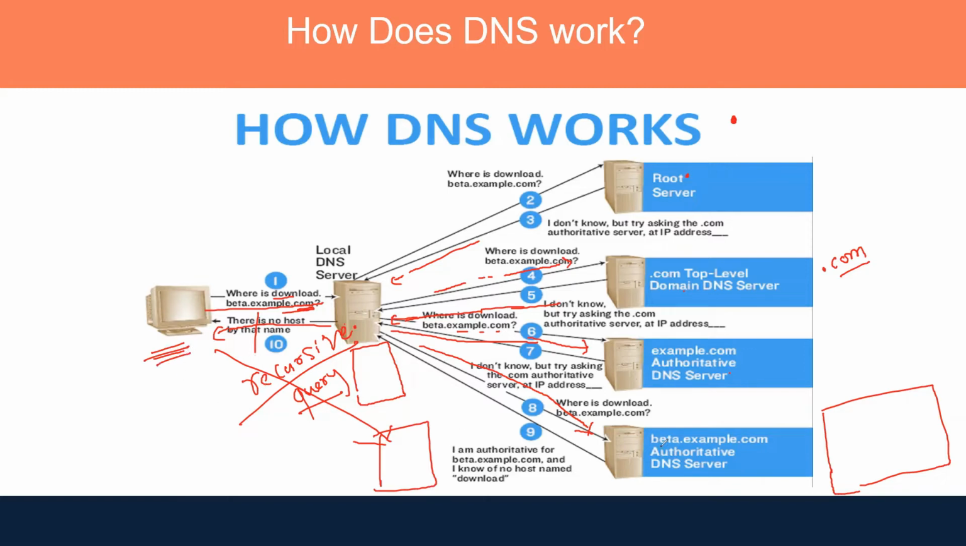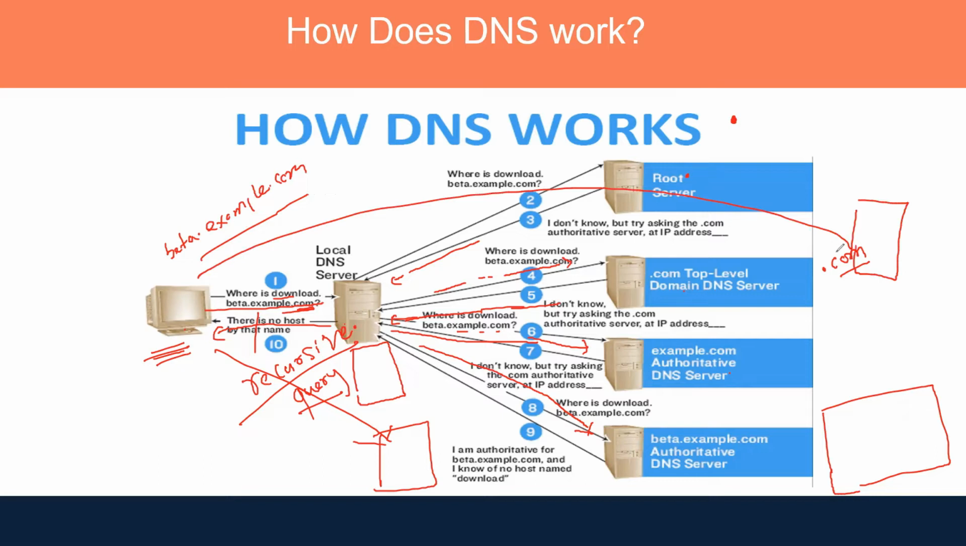So let's say there is a positive response. Let's say instead of download.beta.com, this system was requesting beta.example.com. In that case, this system would get the positive response, right? So whatever server is holding the application for beta.example.com, this server would be sending the final request to that system only, right?